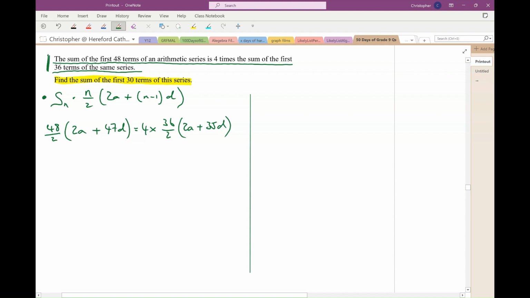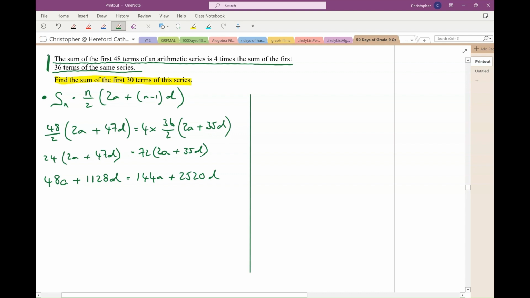So I'm going to get an equation, sorry, with A's and D's in it. I've got 24 times 2A plus 47D equals 72 times 2A plus 35D. I could multiply out those brackets, I guess. So 48A plus 24 times 47, 1128D. 72 times 2, 144A plus 72 times 35, 2520D. So I've got an equation there with A's and D's in it.